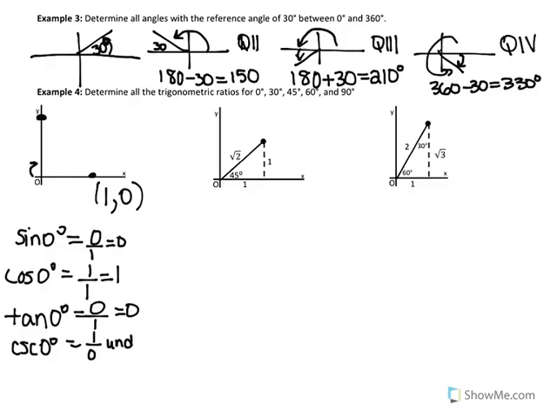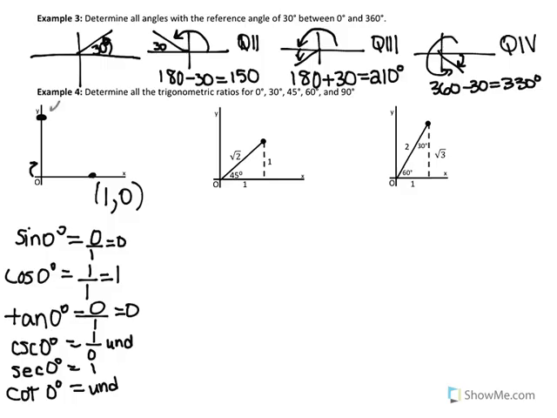I don't want to write the whole word. Secant of 0 degrees is equal to 1, because the reciprocal of 1 over 1 is just 1. And cotangent of 0 degrees is also going to be undefined. So there are all of our ratios for 0 degrees.